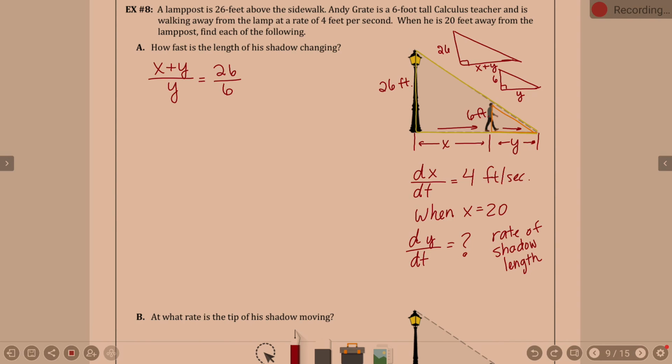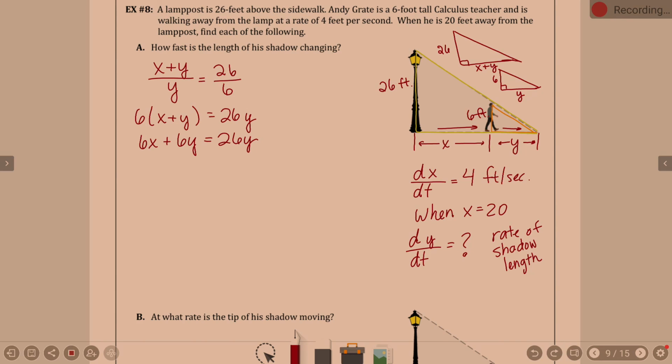I personally would not try to differentiate in this form. Okay, yuck. Let's maneuver this around some. This is a fraction equal to a fraction, so we can use cross products. So I can say 6 times (x plus y) is equal to 26 times y. Can we do some cleaning up there? You can distribute: 6x plus 6y equals 26y.